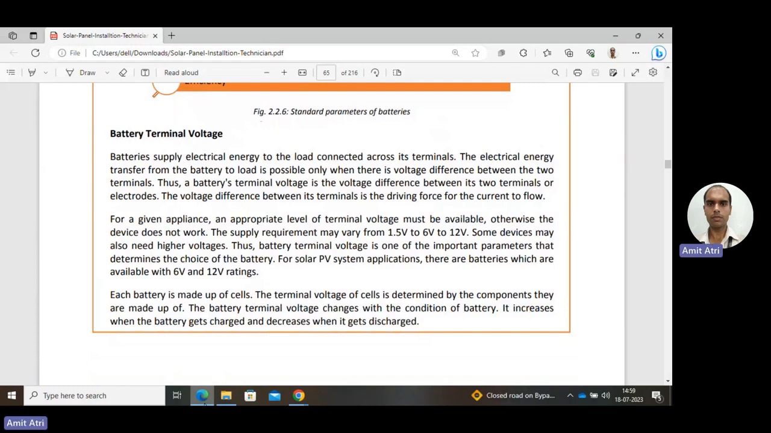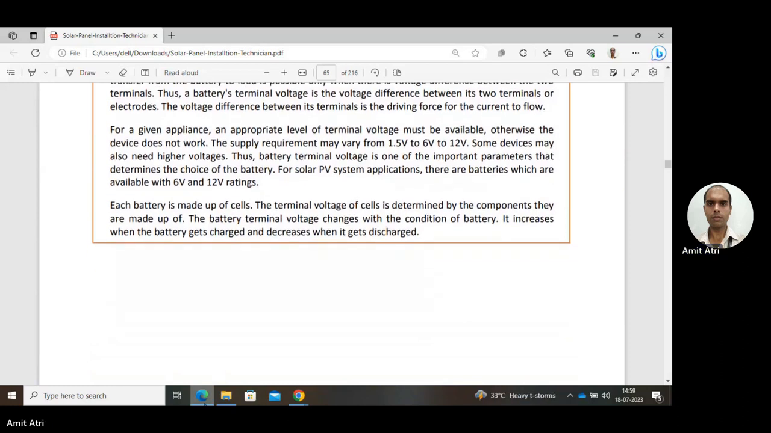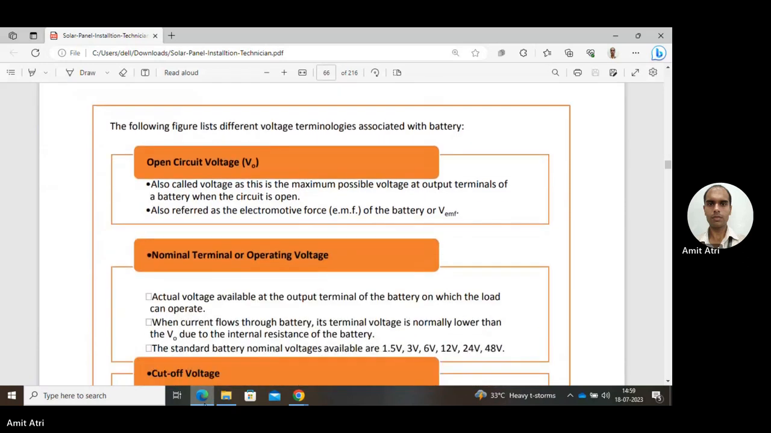Because each battery is made up of cells, the terminal voltage of a cell is determined by the components they are made up of. The battery terminal voltage changes with the condition of the battery. It increases when the battery gets charged and decreases when the battery gets discharged. So, the different voltages used in the battery. Open circuit voltage: open circuit, no load is connected. Whatever is the voltage between the terminals of the battery, that is known as open circuit voltage.